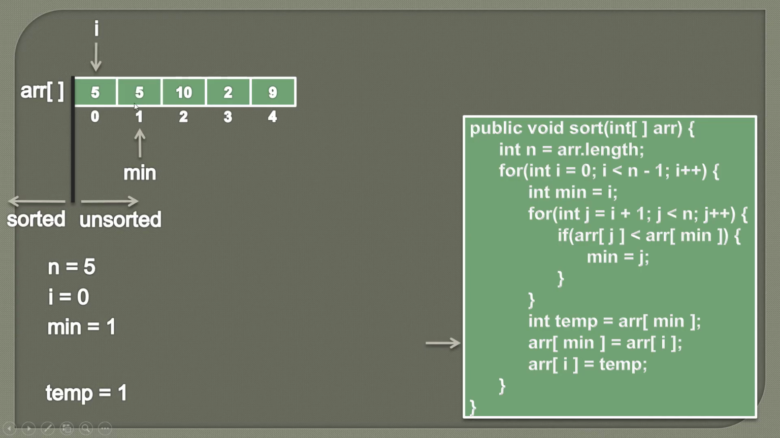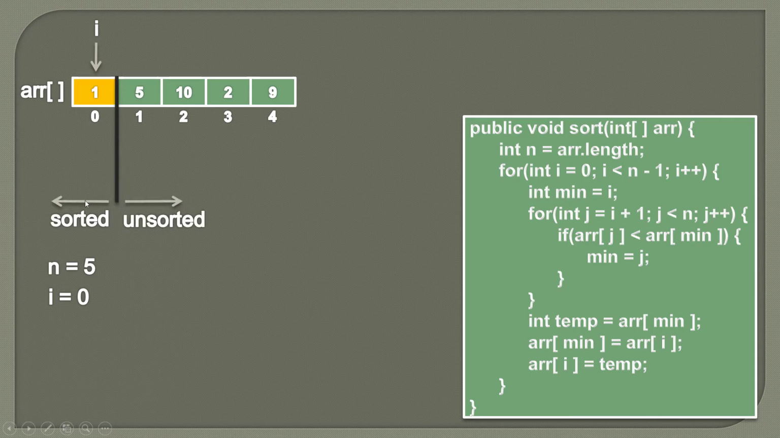So 5 will come here, and at the last step we are simply assigning value stored at temp into the ith index, which is this. So we have simply swapped these elements, and after we perform this swap, we know that 1 is at its correct position because we need to sort all the elements in ascending order.